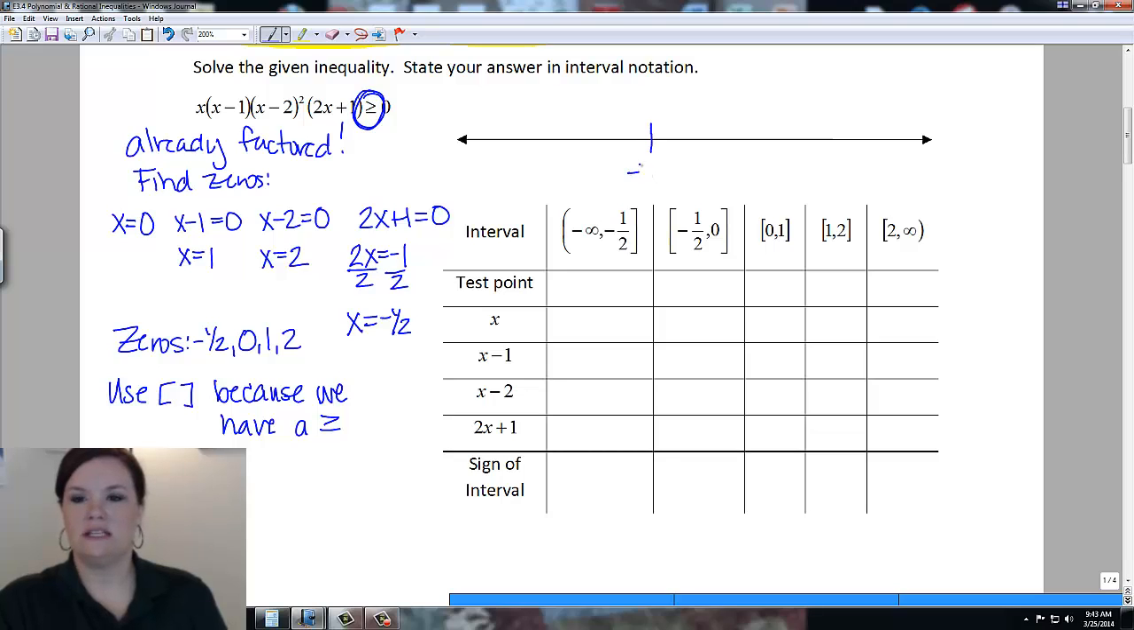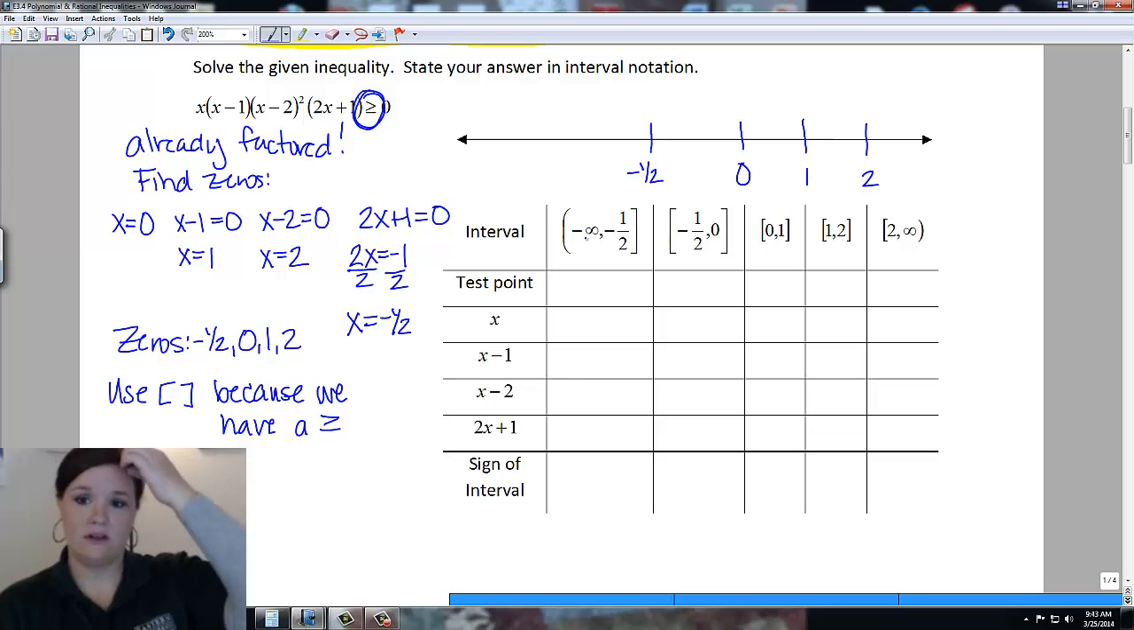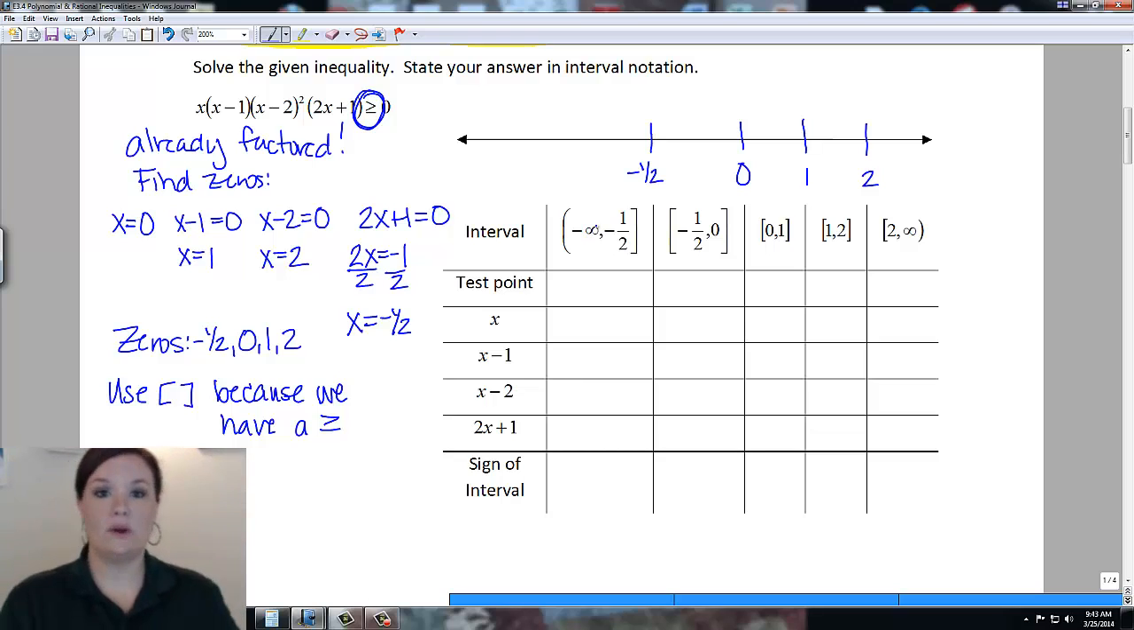say our first 0 is negative 1/2, our next 0 is 0, our next 0 is 1, our next 0 is 2. So if you notice, I went ahead and wrote these intervals that correspond to the values between my zeros. So this first interval is negative infinity to negative 1/2, okay? And then between negative 1/2 and 0, and then between 0 and 1, and between 1 and 2, and between 2 to infinity. Okay, so those are my intervals.